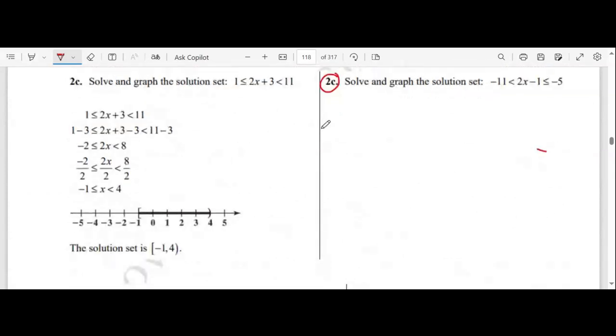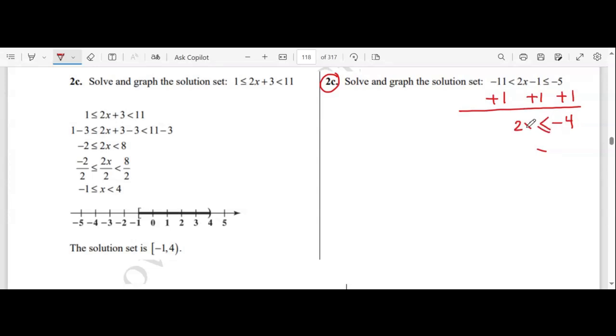Okay, solve and graph the solution sets. How many sides do we have here? 3 sides. If you do something to one side, you do it to the other 2 sides. So what's the first thing I should do? I need to get rid of what? Minus 1. Okay, very good. So I have to add 1 to all sides. If you add 1 to all sides, what are you going to get? Negative 4, correct?